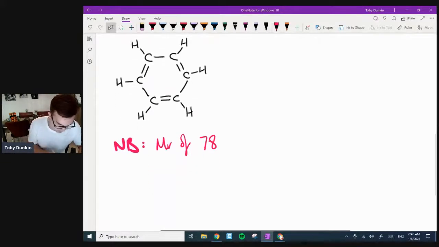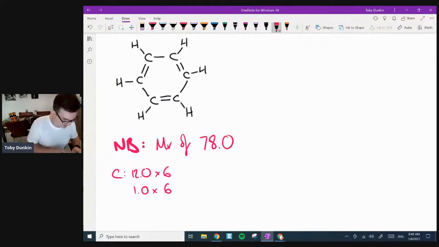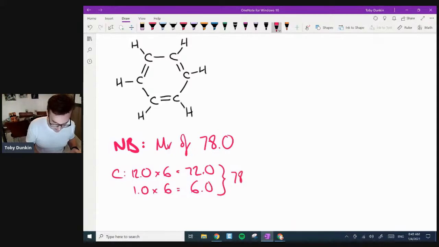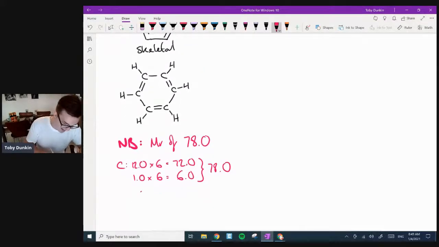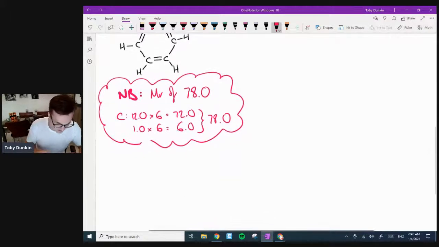Just to tell you where it comes from, carbon is 12.0, by the way, A level, times by 6, and then 1.0 times by 6. Run that through my calculator. I'd never do anything without a calculator. So the 72 from the carbons plus 6 from the hydrogens, the total, of course, being 78.0. Now that's super handy. I'll come back to that as well. Put that in a little bubble. That is super, super useful. I shouldn't really end that nota bene there.